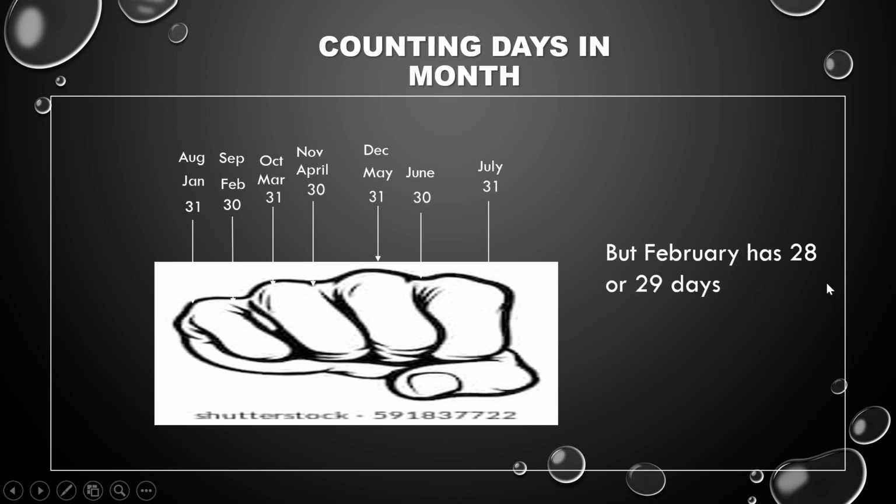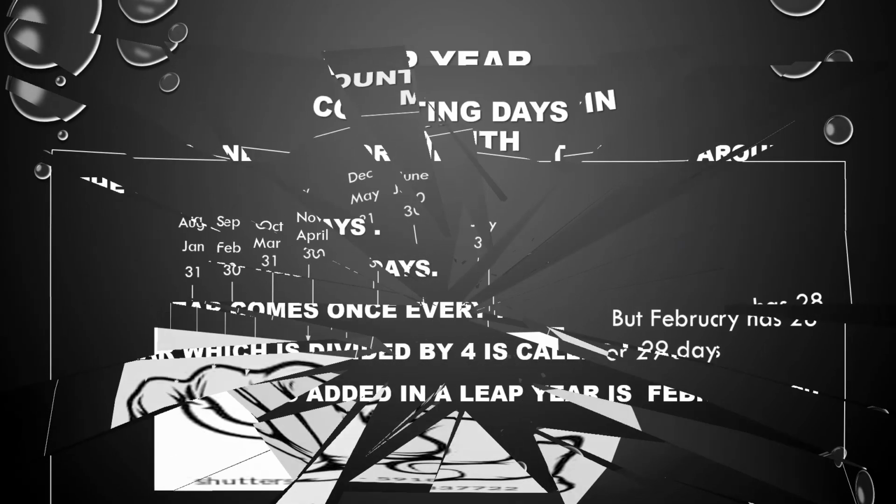Ishant, how many days are in March? January, February, March. There's 31 days. What about in June? January, February, March, April, May, June. Just 30 days. Good. Let's move on.